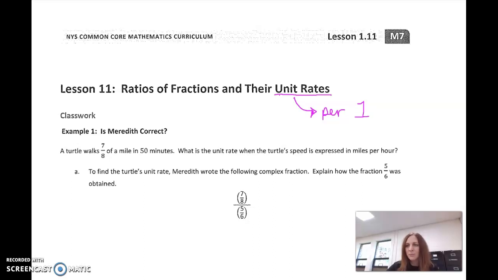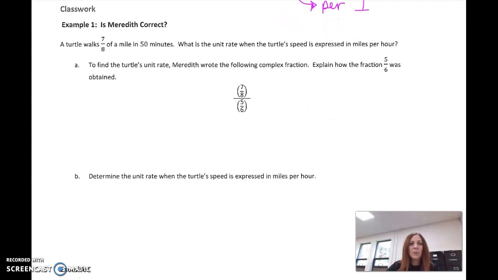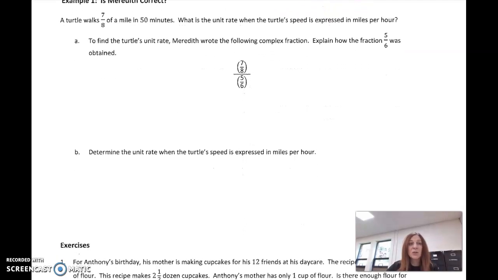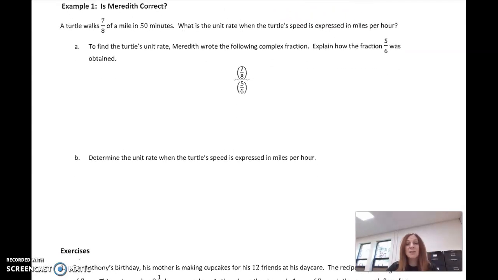So looking at the first example, it wants to know if Meredith is correct. So a turtle walks 7/8 of a mile in 50 minutes. They want to know the unit rate in miles per hour. So Meredith wrote this, 7/8 divided by 5/6. And 7/8 comes from right here, 7/8 of a mile. Where did the 5/6 come from when there's 60 minutes? Or I'm sorry, 50 minutes.